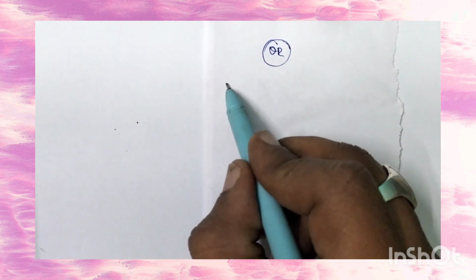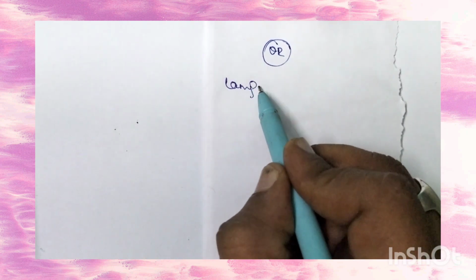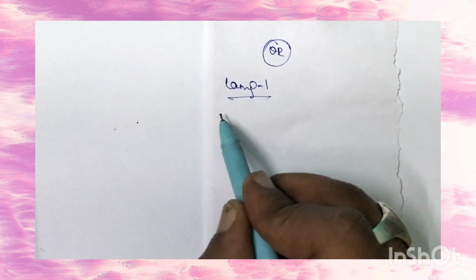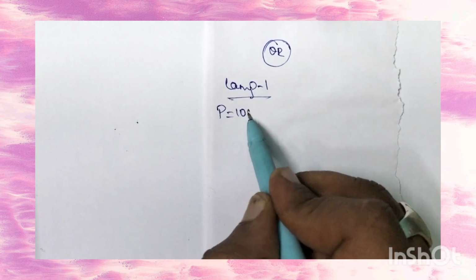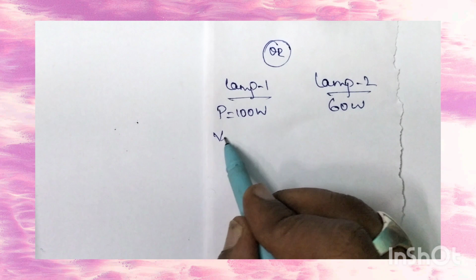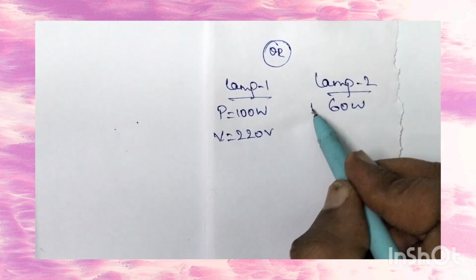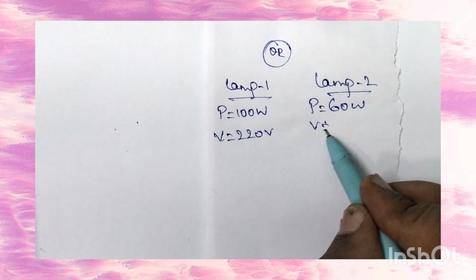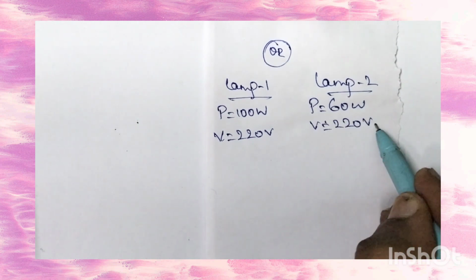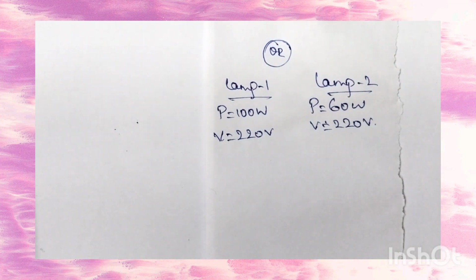So two lamps, one rated 100 watt. So lamp 1, so power of the lamp 1 is 100 watt and the power of the lamp 2 is equal to 60 watt. So each works at a voltage of 220 volts. This is power and it also works at a voltage of 220 volts. So they are connected in parallel.